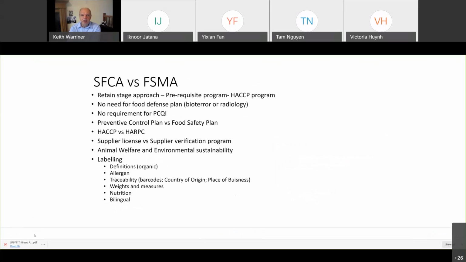So as I mentioned to you, there are differences between the Safe Food for Canadians Act and FSMA. We have this staged approach, prerequisites, and then your HACCP plan. You don't need a PCQI unless you're exporting to the US. You don't need a biodefense plan because ours is based on 9/11. We have a preventive control plan, which basically is another word for HACCP. The US has HARPC, which is a total disaster, but people use it. And we don't need supply verification. We just need a licence. With all these different things.